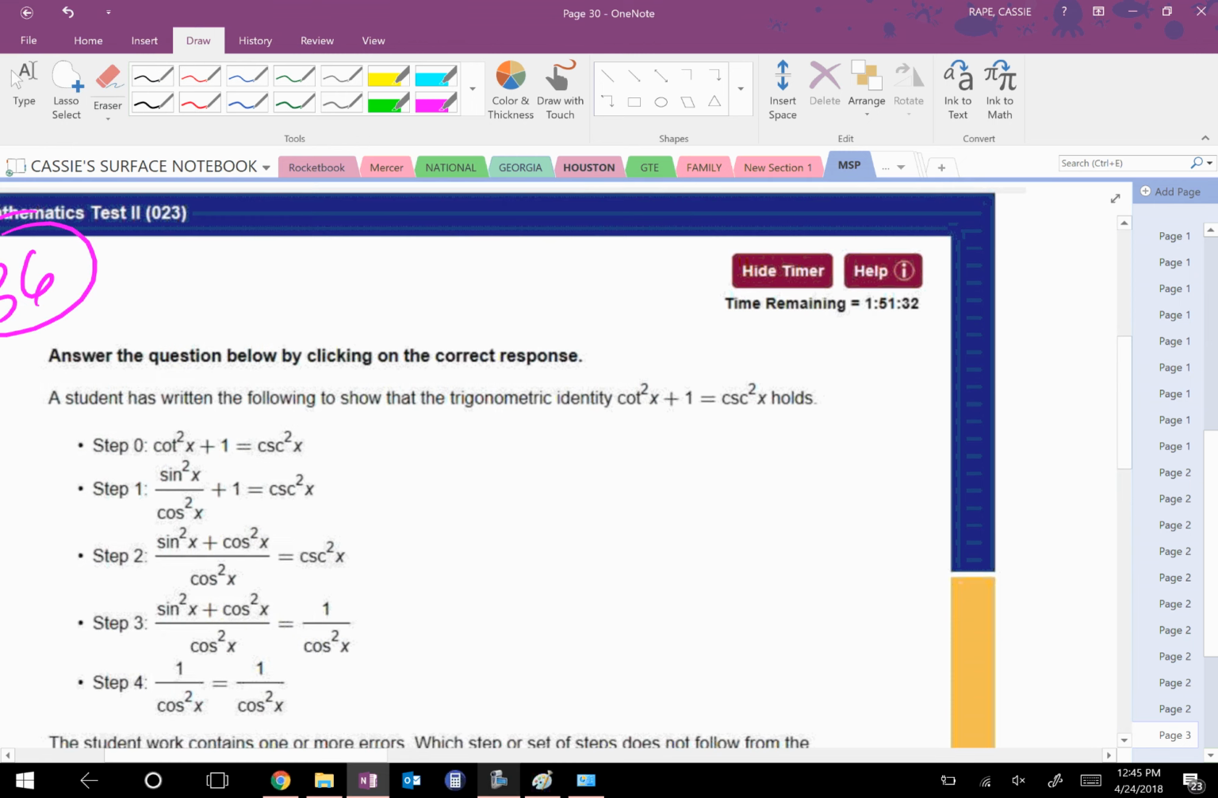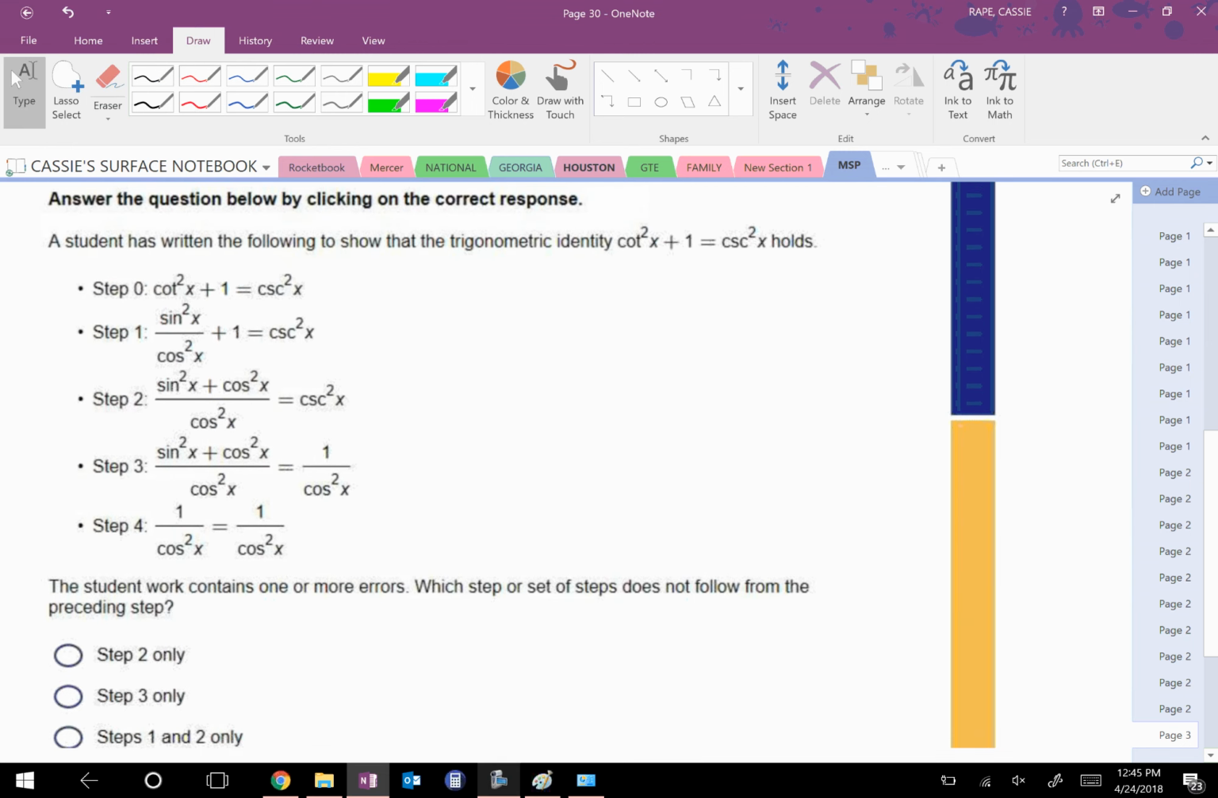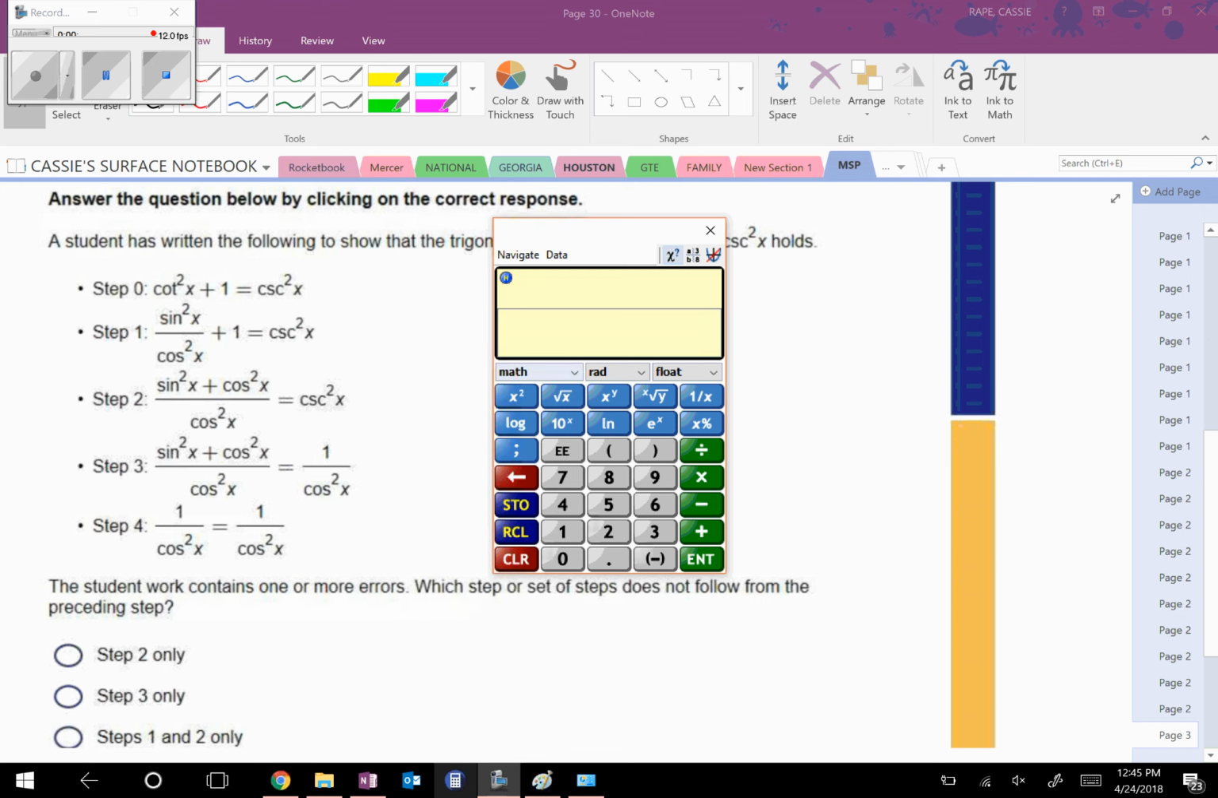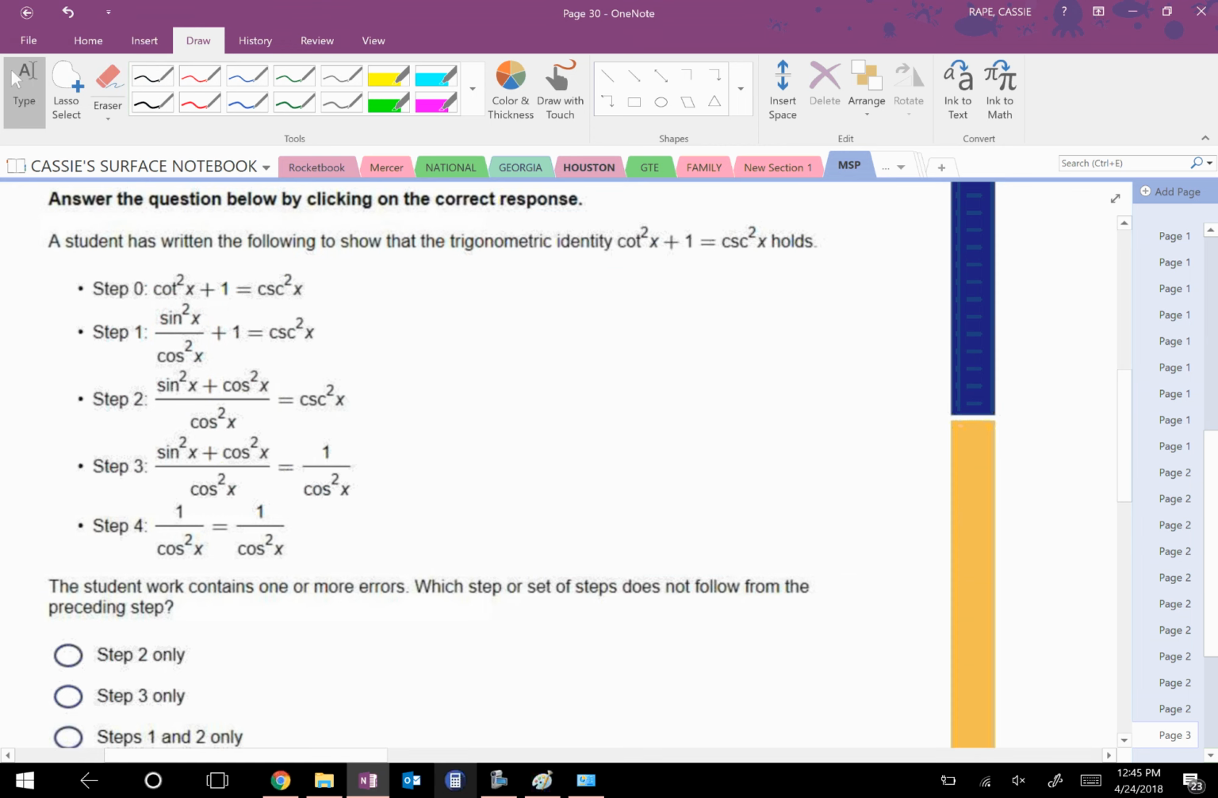Okay, so this is question number 36. It's an interesting question because my first instinct was, ooh, this is complicated. Maybe I could show them how to do this in the calculator. But then it dawned on me, trig functions in the calculator are really interesting because the only trig functions that you're going to find are going to be sine, cosine, tangent, and their reciprocals. Okay, so putting this in your calculator is going to require that you know the reciprocal functions and the quotient functions anyway. So it's easier just to do this by hand.